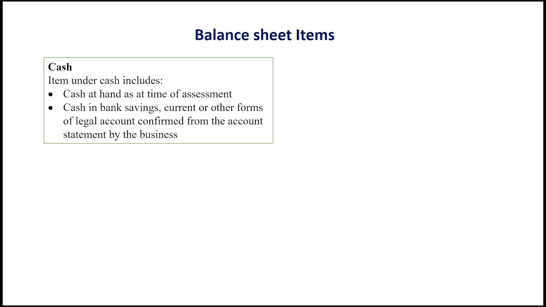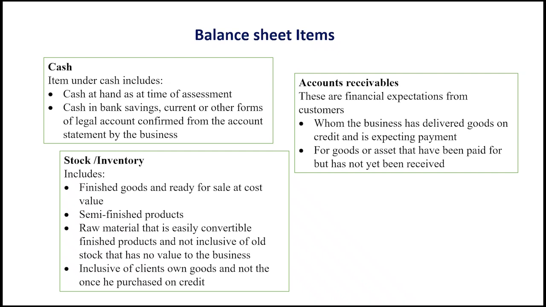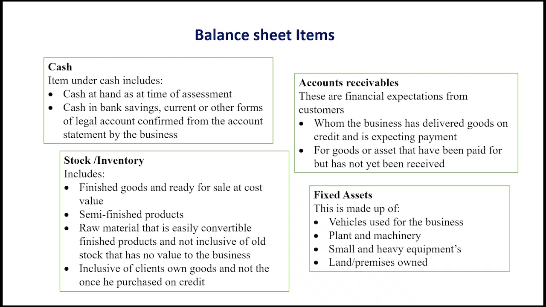Balance sheet items. Cash: items under cash include cash at hand as at time of assessment, cash in bank savings, current or other forms of legal account confirmed from the account statement by the business. Accounts receivables: these are financial expectations from customers to whom the business has delivered goods on credit and is expecting payment, or goods or assets that have been paid for but not yet received. Stock/inventory includes finished goods ready for sale at cost value, semi-finished products, raw material that is easily convertible to finished products, and not inclusive of old stock that has no value to the business, inclusive of the client's own goods and not the ones he purchased on credit.